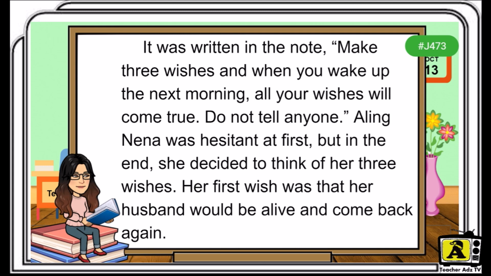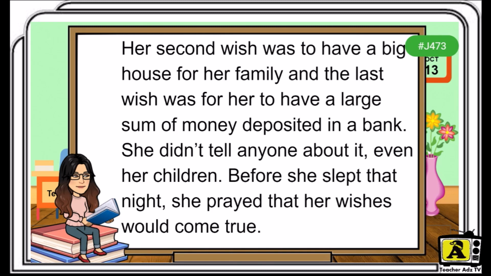Aling Nena was hesitant at first, but in the end, she decided to think of her 3 wishes. Her first wish was that her husband would be alive and come back again. Her second wish was to have a big house for her family. And the last wish was for her to have a large sum of money deposited in a bank. She didn't tell anyone about it, even her children. Before she slept that night, she prayed that her wishes would come true.